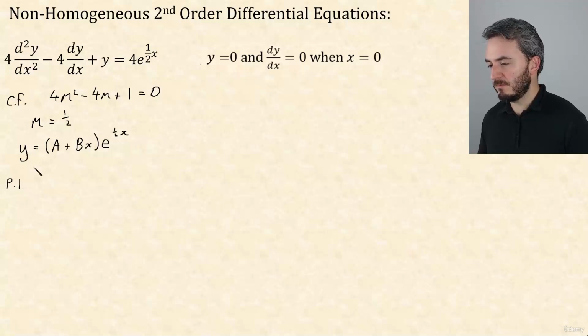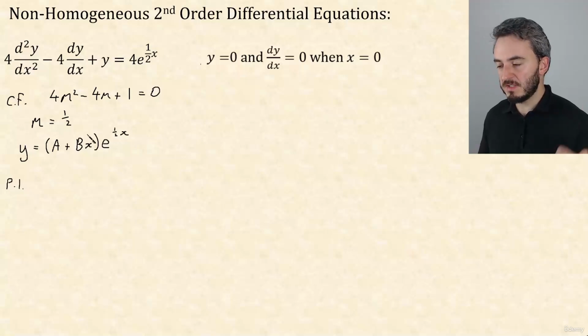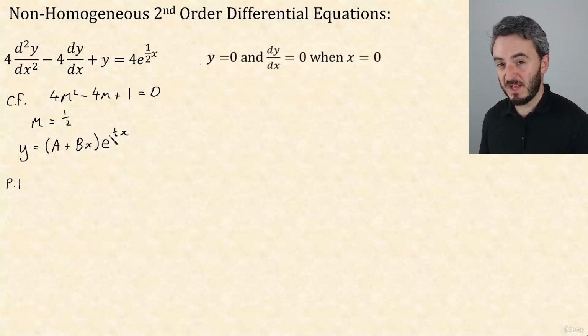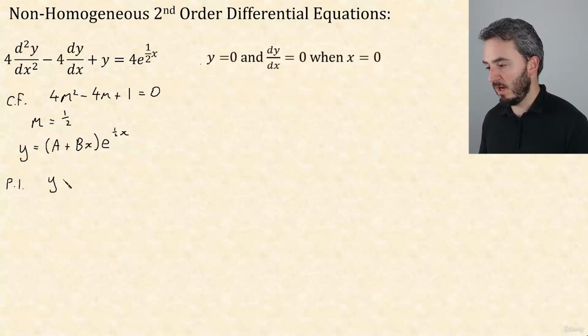Now this introduces an interesting challenge for us in the particular integral. We would want to guess lambda e to the half x, but we already have an a e to the half x in our complementary function. So my suggestion there would be guess x e to the half x, but we already have b x e to the half x. Any guesses as to what we guess then? It's just x squared e to the half x. So my guess is going to be y equals lambda x squared e to the half x. Let's see what we get.